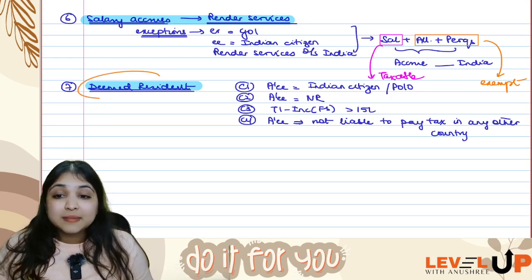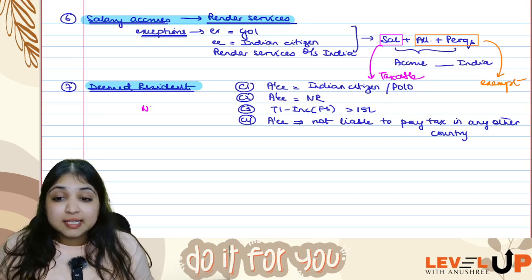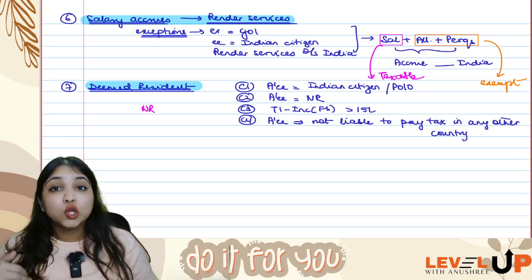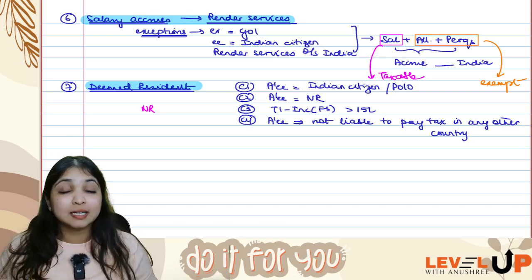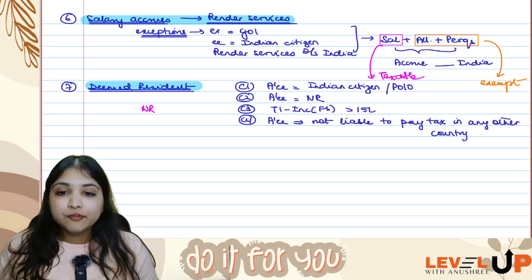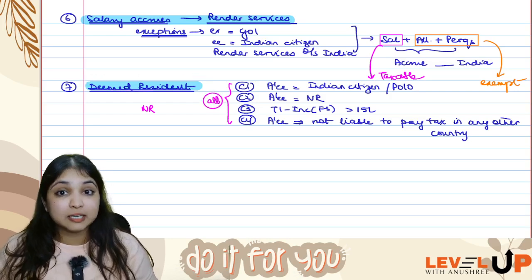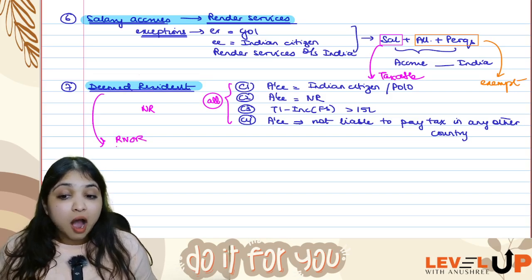Alright, then comes a deemed resident discussion. When do you think about deemed resident? Whenever the assessee happens to be a non-resident, you never close your answer over there, isn't it? If your assessee is a non-resident, you go ahead and check 4 conditions. If all these 4 conditions are fulfilled, then assessee becomes a deemed resident. If assessee becomes a deemed resident, you will treat him as if he is RNOR.